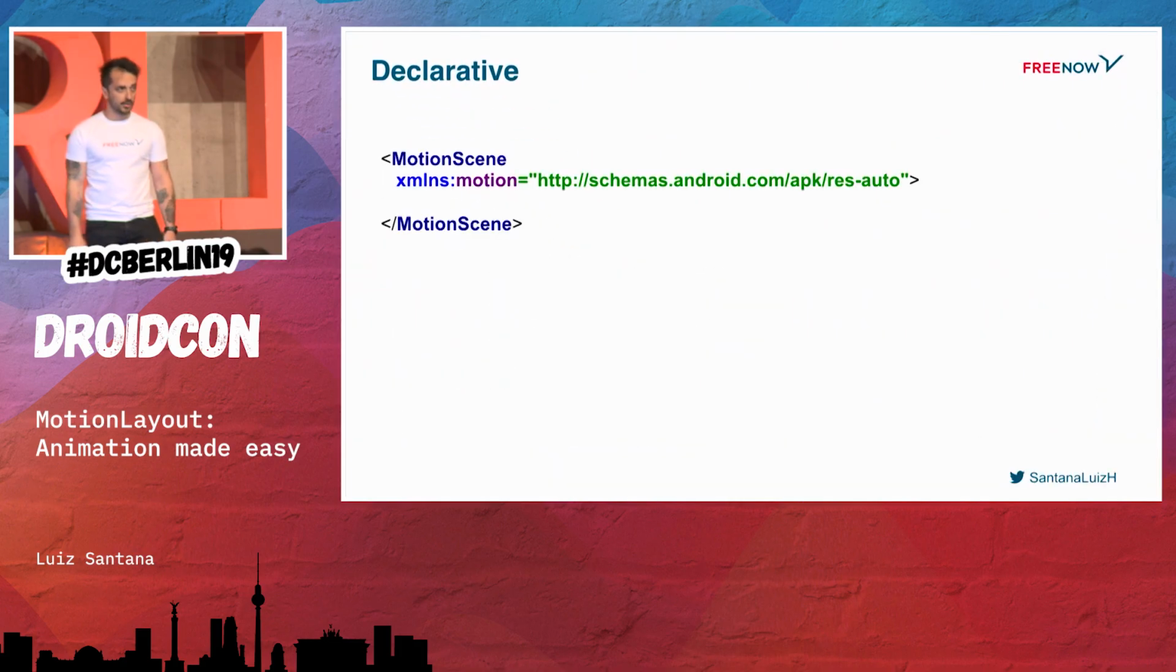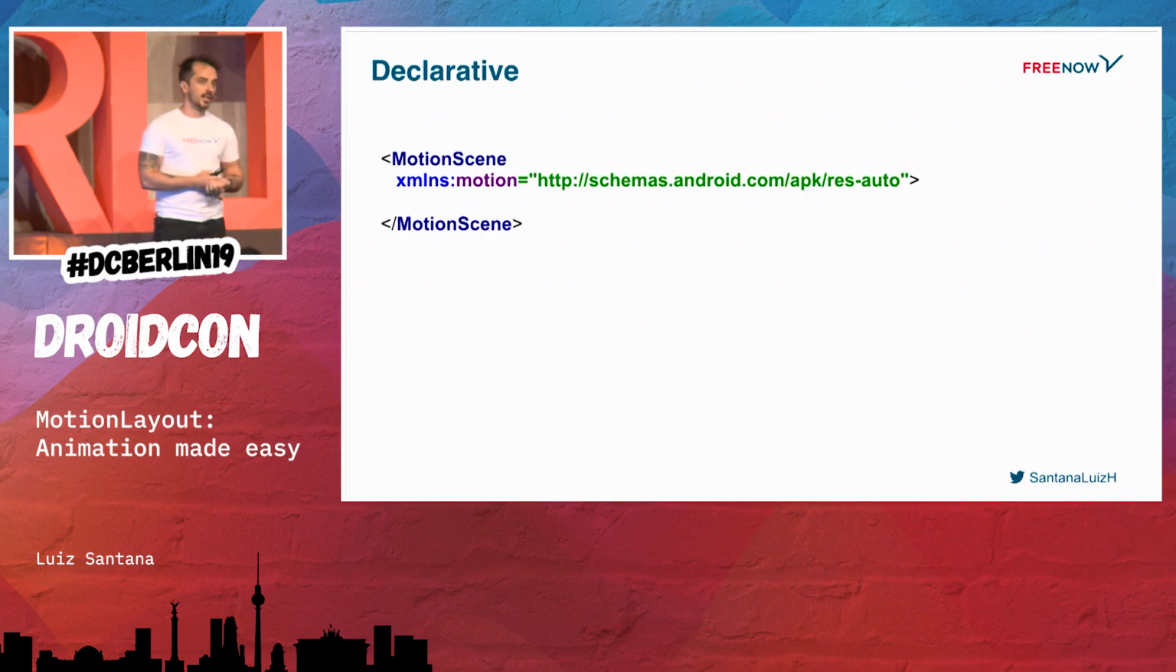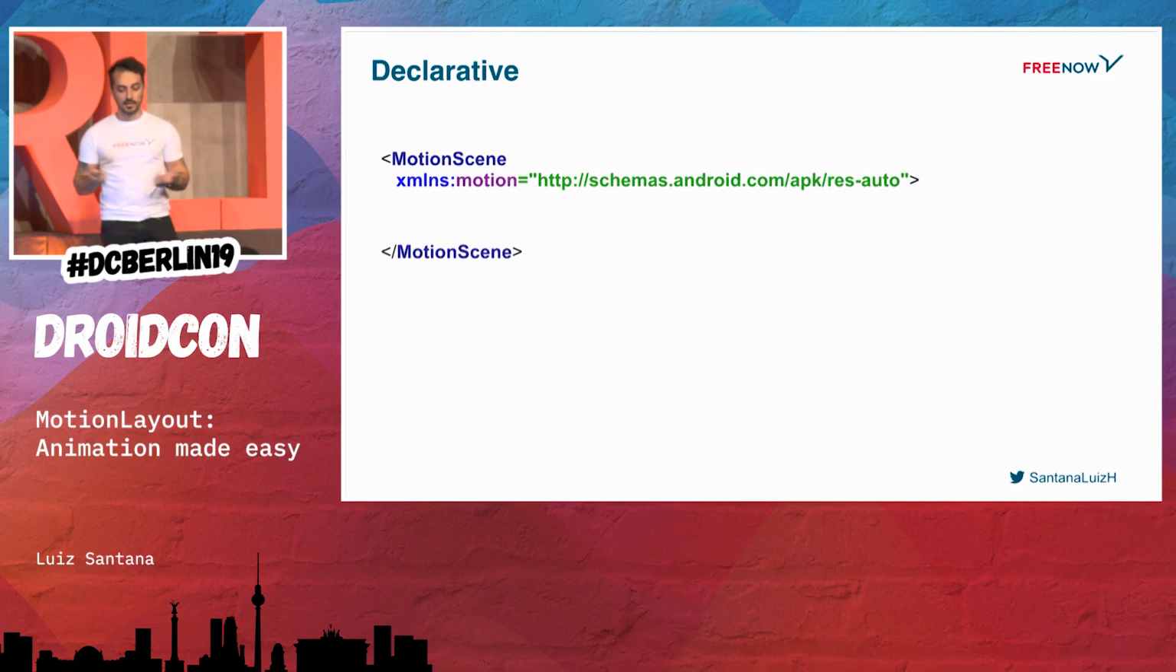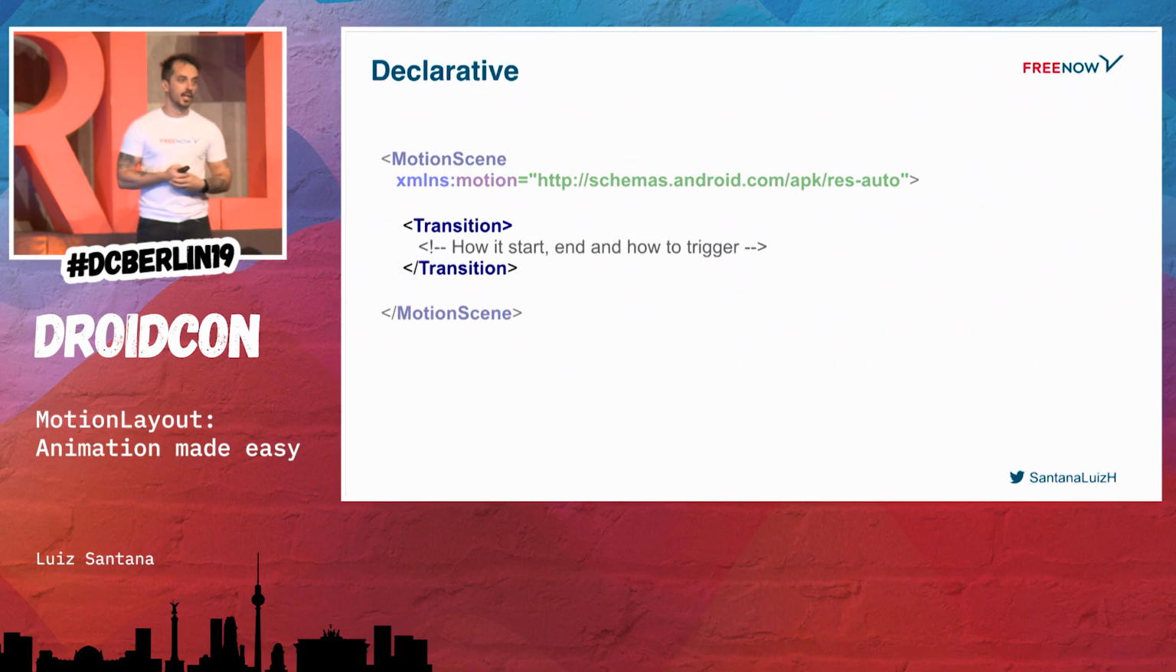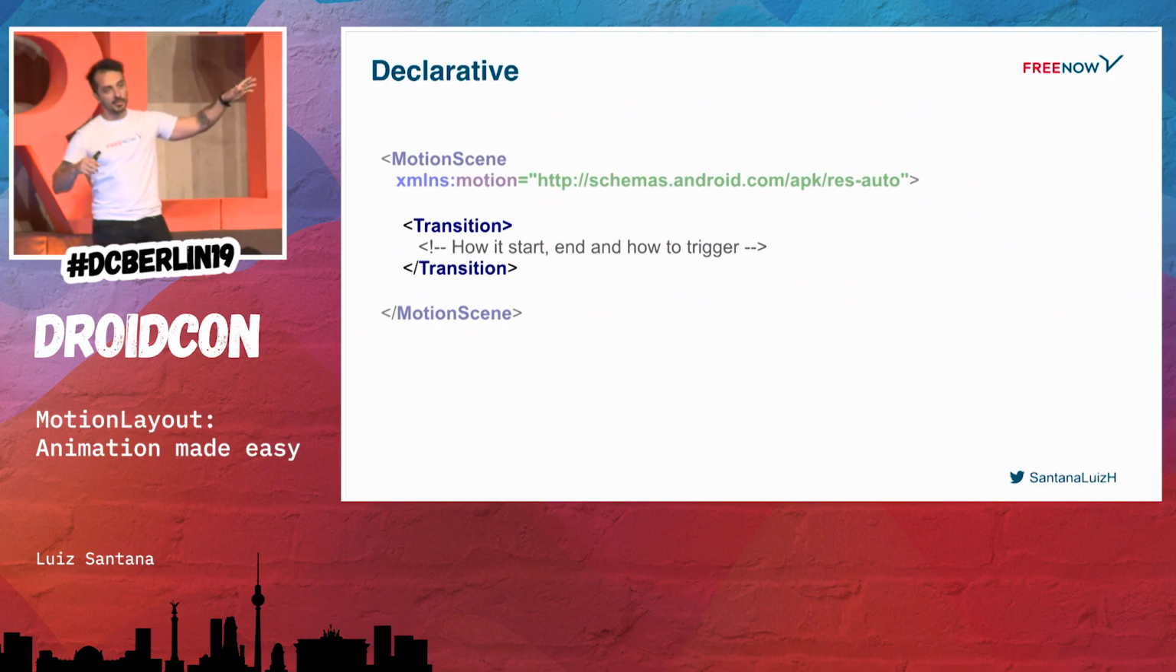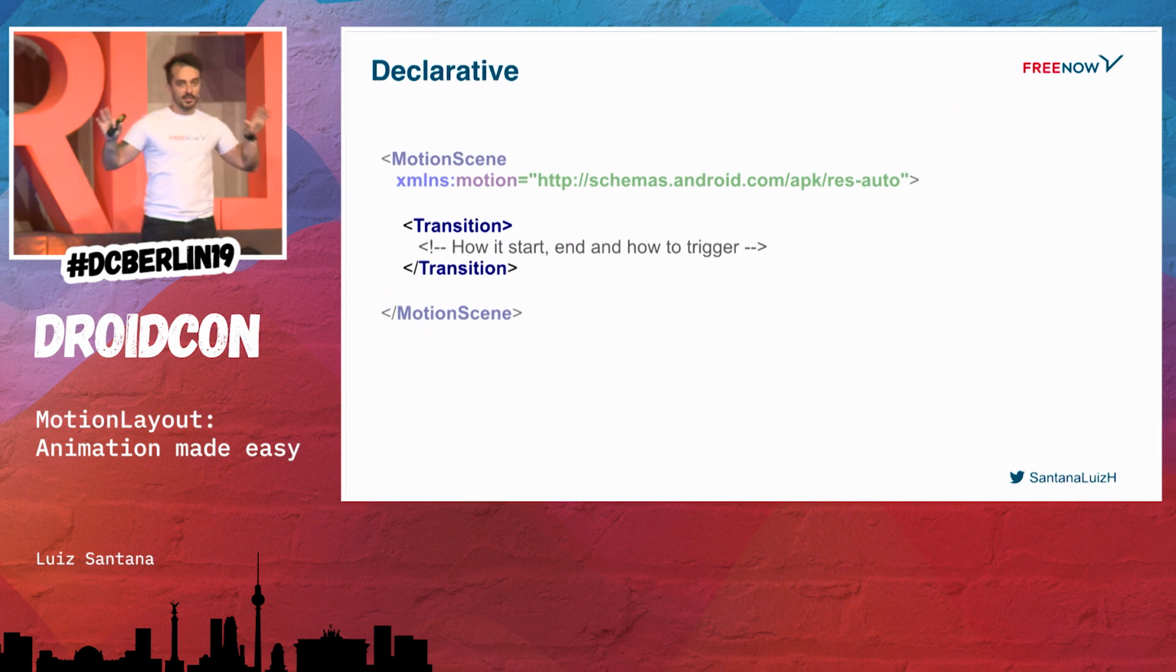And I would like to start talking about declarative. What do I mean by that? Every animation in MotionLayout is defined by a motion scene. So you just have this XML file with a motion scene, and you can easily define how your transition goes. A transition is how it starts and how it ends. So you want to move an element from A to B, and that's how you define it.